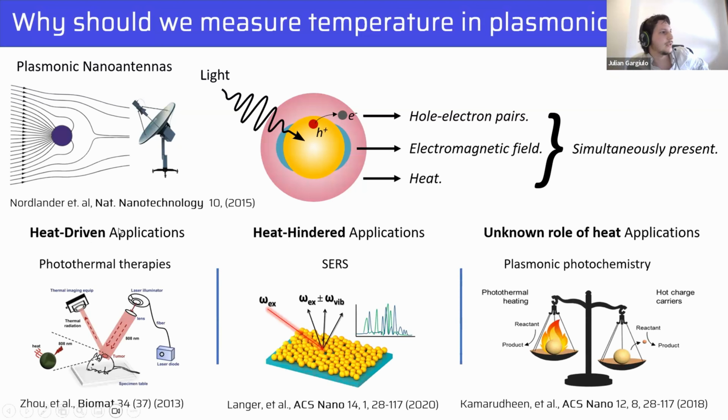This has given rise to many, many applications in the field of plasmonics. In some applications, the heat is the main reason why we use plasmonic nanoparticles, such as in photothermal therapies. In some other applications, people exploit the enhancement of the electromagnetic field, such as in the case of SERS. And in this application, heat is actually a side effect, a problem that you would like to avoid. And there are some other applications, such as plasmonic photochemistry, where we don't really know the role of heat. What all these applications have in common is the necessity of a reliable and quantitative measurement of the temperature.